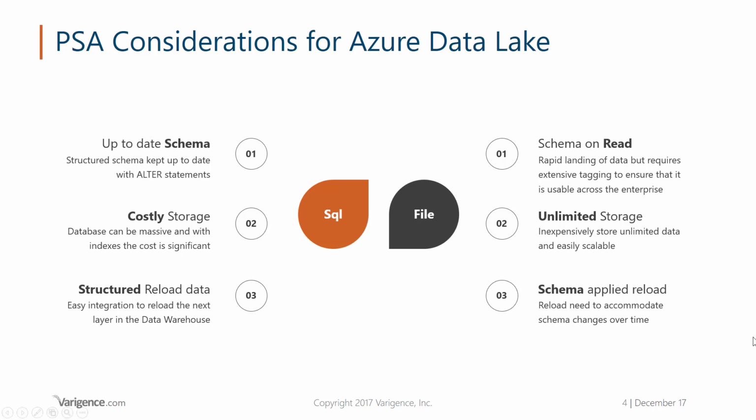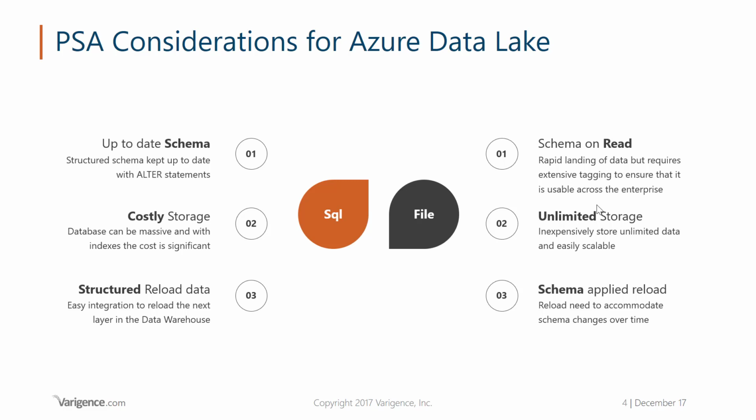Now on the right-hand side here, using a file-based system, you have schema on read, which means that you would be putting your files into a file structure, whether that is Azure Blob Storage or Azure Data Lake. And when you want to read that data, you obviously need to go and find out what the schema of the file is to load that data in. However, it allows you to rapidly land your data.